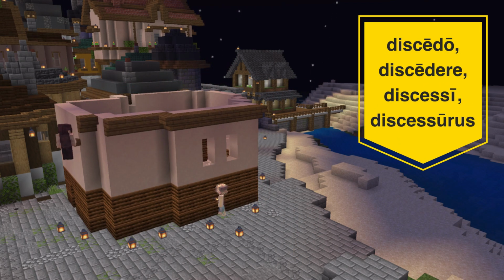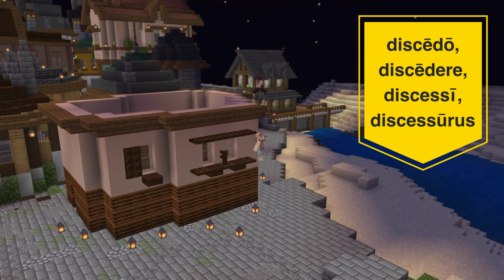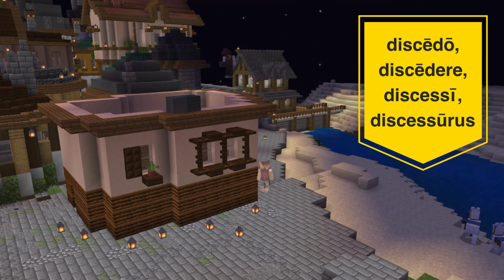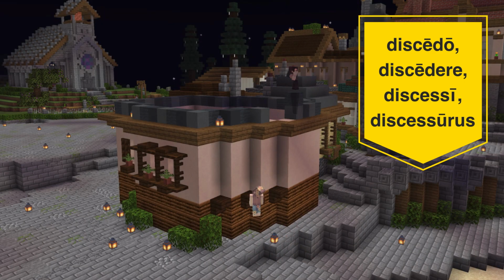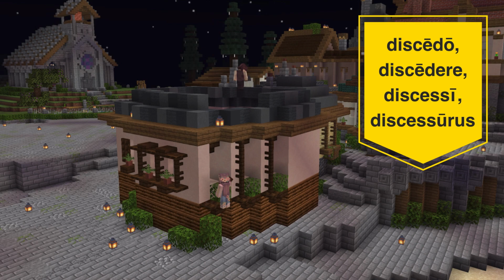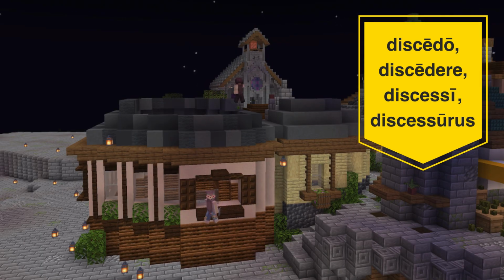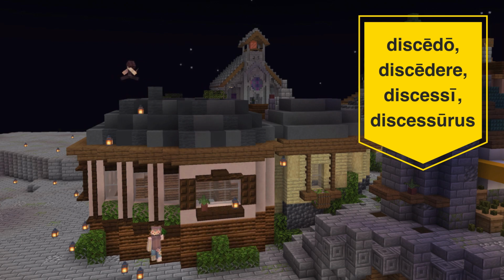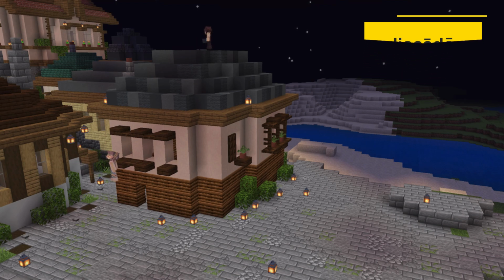Then we have discedo, discedere, discessi, discessurus. Here's another combo word. So we have cedo, which we're actually going to learn a little bit down the line in this upcoming lesson, and that means to fall. And then we have dis, which kind of means away. So we have fall away here, which is pretty much what this means: depart or withdraw. If you fall away, you're departing.